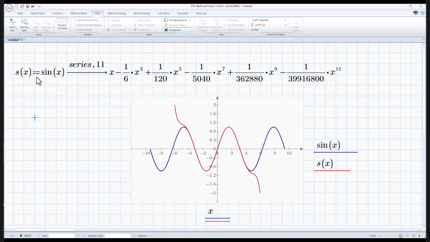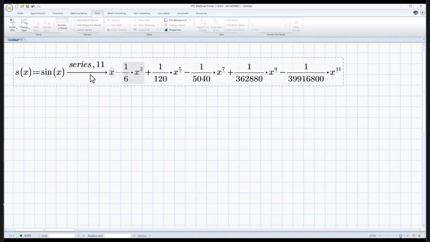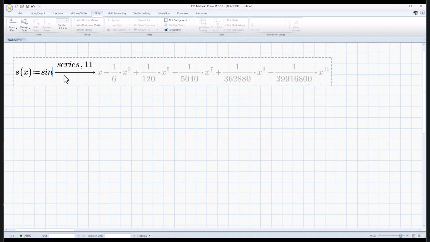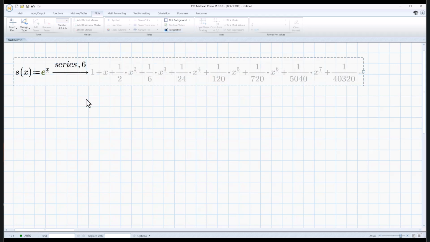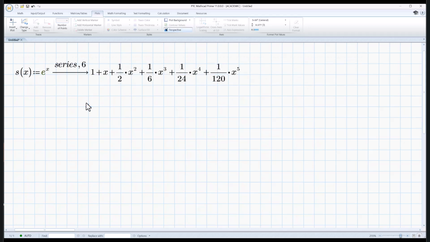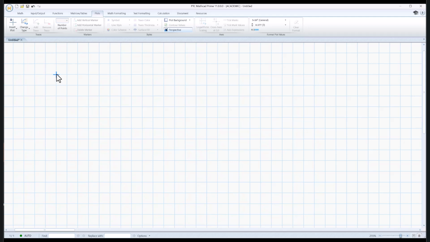So I can do a series approximation of just about anything I want. Let's get rid of this. And rather than that, let's call this maybe, I want to do an exponential function. The x. There it is. Again, 11 is kind of a lot. Let's go to maybe 6. There's a 6-term series approximation. So let's see here. 1, 2, 3, 4, 5. So there's my 6 terms. Okay, so there's series approximations. Okay, let's try something different here.